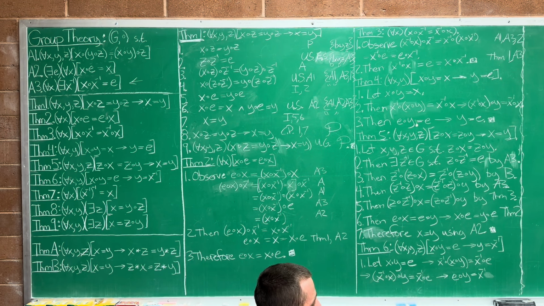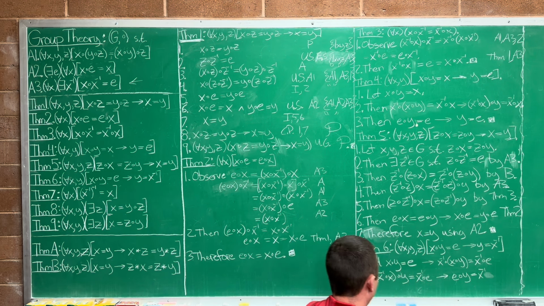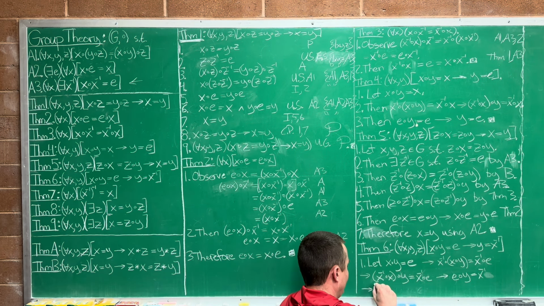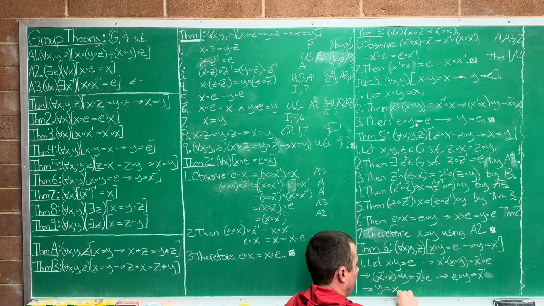Okay, and now what? Lost track of where we're trying to go. We're trying to get that y is equal to x inverse. So using theorem 2 and then axiom 2. Yeah, theorem 2 to swap those, so that's the same thing as y circle E. And then when you circle with E, what do you get? Just get itself. So we just get y is equal to x inverse. And we're done.